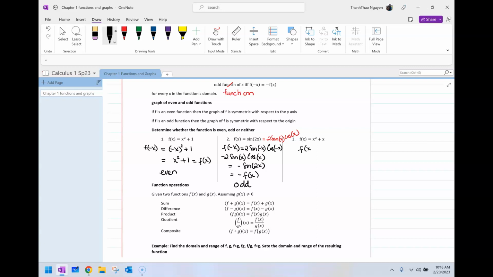f(-x) is equal to (-x) squared plus negative x. That equals x squared minus x. It's neither f(x) nor negative f(x). So this is neither even nor odd.